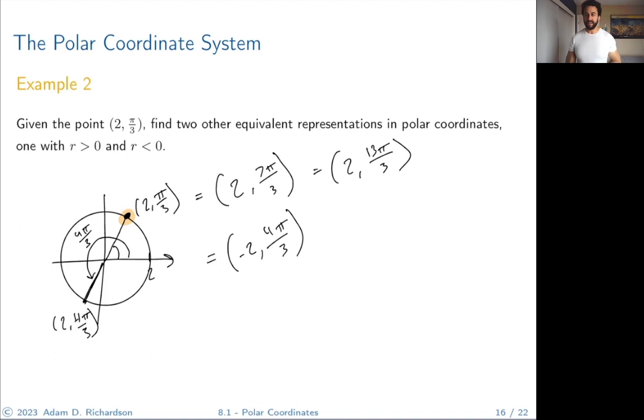So there we go, negative 2 comma 4 pi over 3. And then if I want another representation, I can just add 2 pi to that again. So negative 2 comma, okay, that's going to be 6 pi over 3, so 10 pi over 3. And there we go. That's how you can do it.